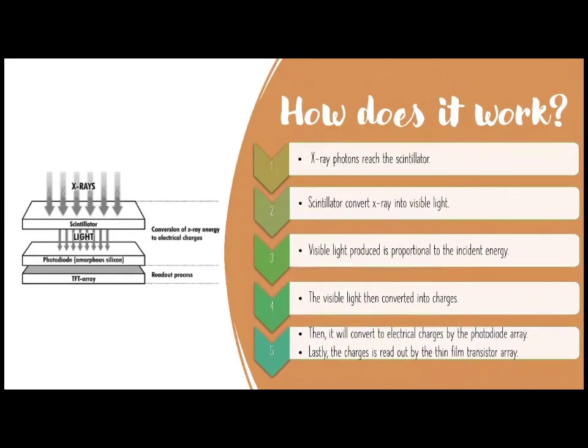So how does it work exactly? Firstly, the X-ray photons reach the scintillator. The scintillator then converts X-ray into visible light. The visible light produced is proportional to the incident energy. The visible light is then converted into electrical charges by a photodiode array. Lastly, the charges are read out by the thin film transistor array, or TFT.